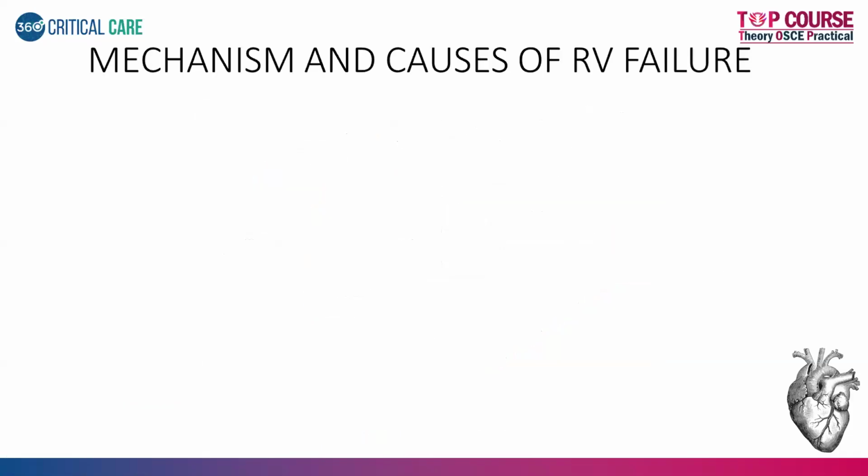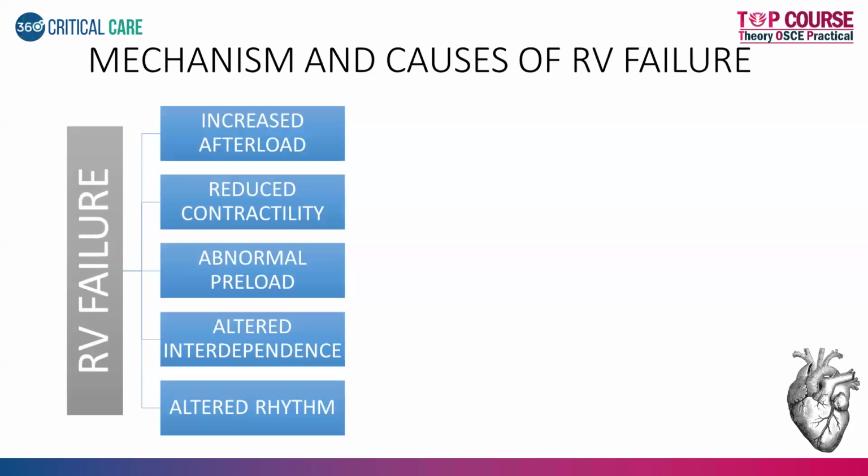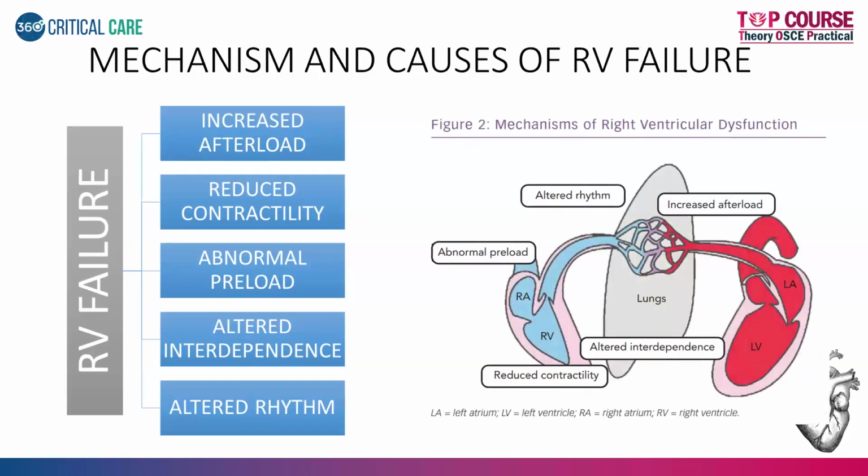Coming to the mechanisms and causes of RV failure, it is usually due to increased afterload, reduced contractility, abnormal preload, altered ventricular interdependence, or an altered rhythm. You can easily understand this by this cartoon. You have the left lung, the left heart, the right heart, as well as the pulmonary vasculature. A change in any of these parameters, be it the rhythm, the preload, the contractility, the interdependence, or the afterload, can cause RV failure.